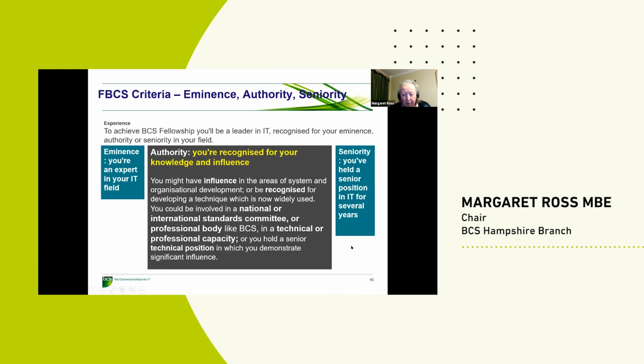How about authority? Well, are you on any key committees? Maybe we said that at level 5, you might have got yourself involved with the BCS, maybe a branch or specialist group. Maybe at level 7, you might be on some of the national or international committees. You don't have to be, but you can be. So it gives you an idea of what it could be. On a technical one, you might have patents. So there's a whole variety of things.